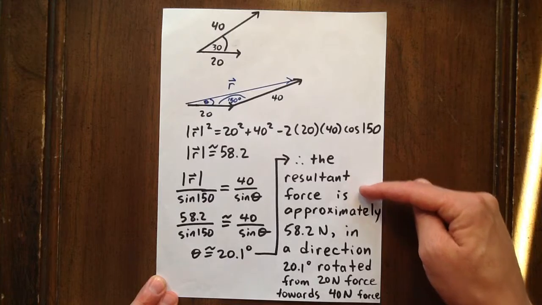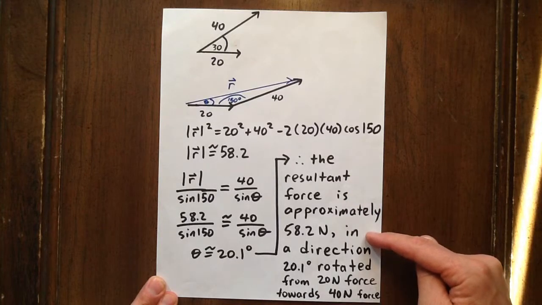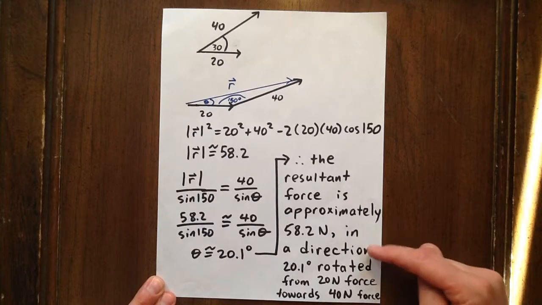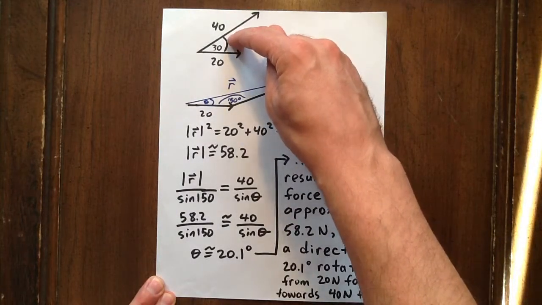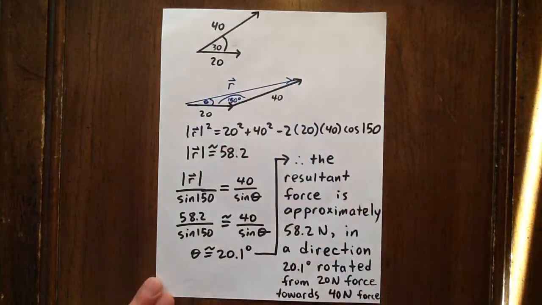So what we have to say is the resultant force is approximately 58.2 newtons in magnitude, and that the direction is 20.1 degrees rotated from the 20 Newton force towards the 40 Newton force.